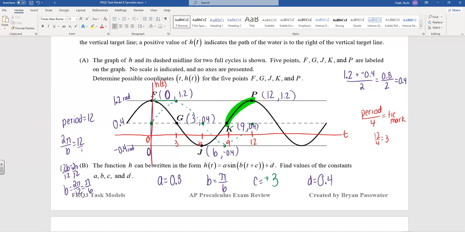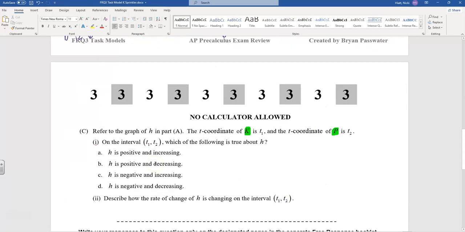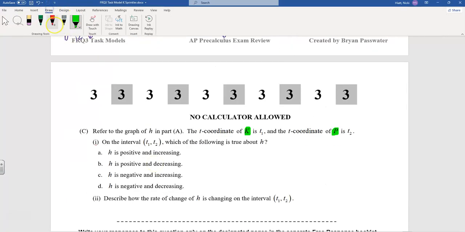That's this part of the graph. Okay, is that part of the graph positive or negative? Positive, because it is above the x-axis. The x-axis runs right here. And then is that graph increasing or decreasing? Increasing. So positive and increasing is going to be our answer there. Okay, it's just straight asking you about the graph, right?